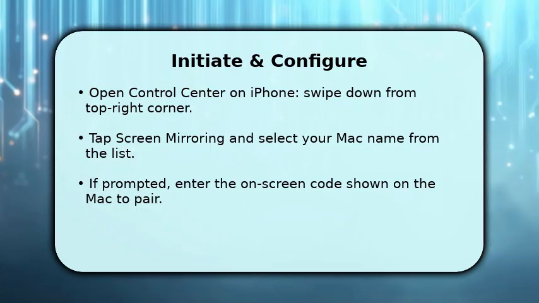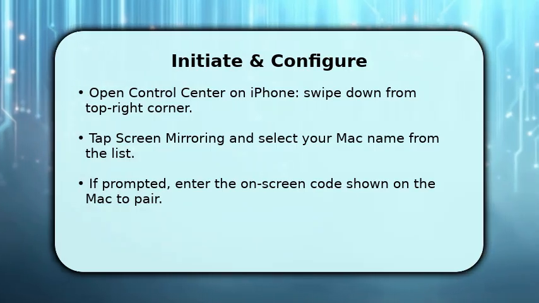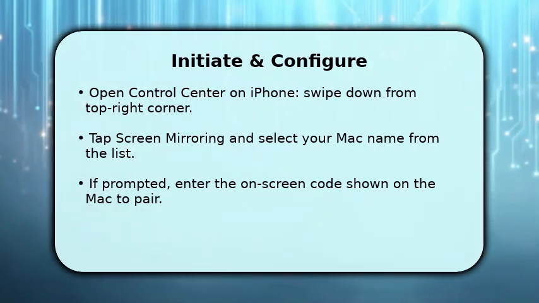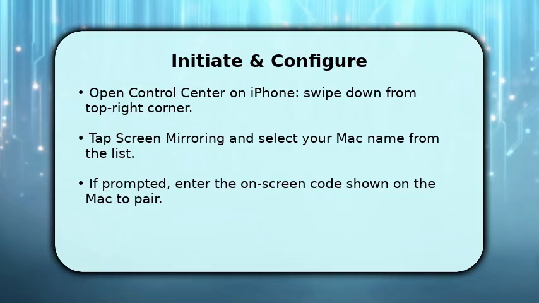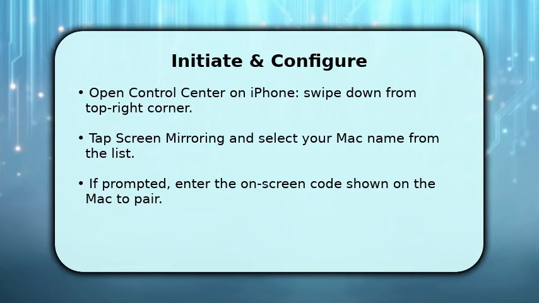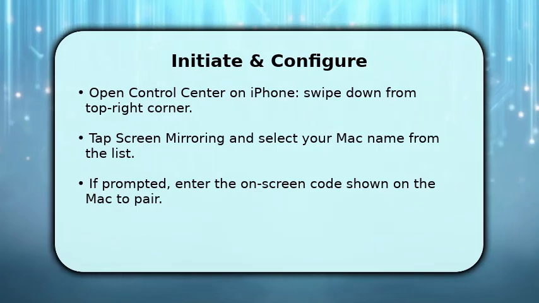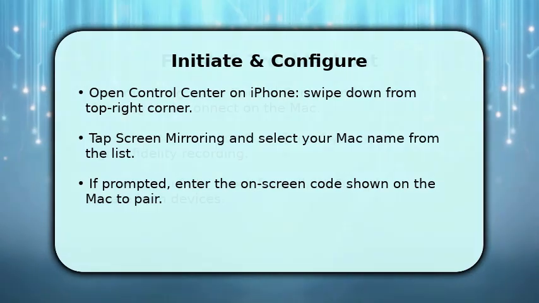Once paired, the iPhone screen appears in a window on the Mac. Resize it or make it full screen if needed. Make sure audio routing is correct if you want sound through the Mac speakers, and adjust brightness or orientation on your phone. You finish by stopping mirroring when done.